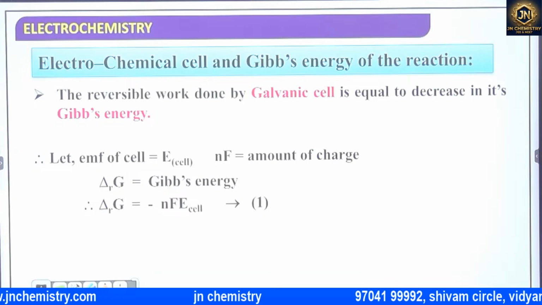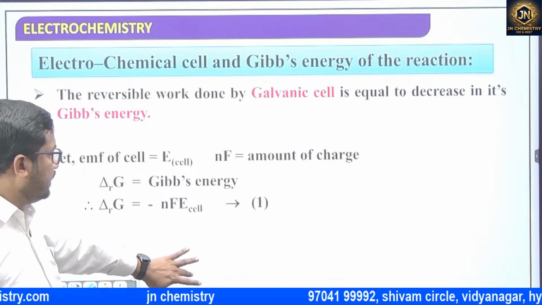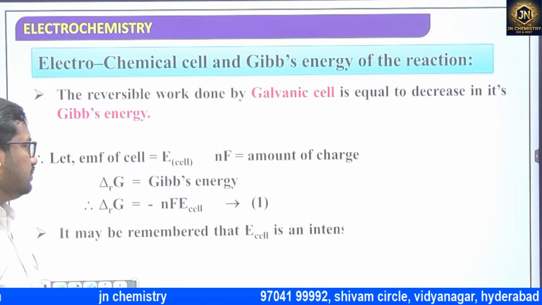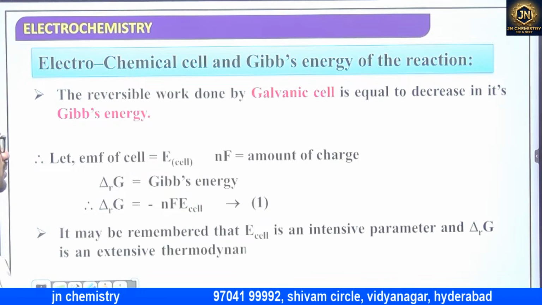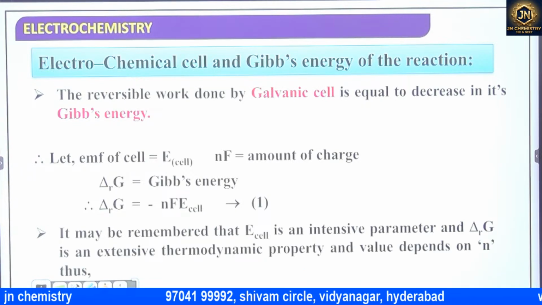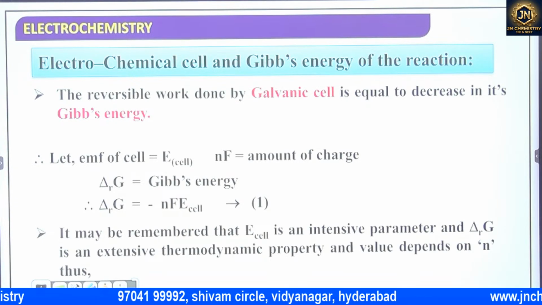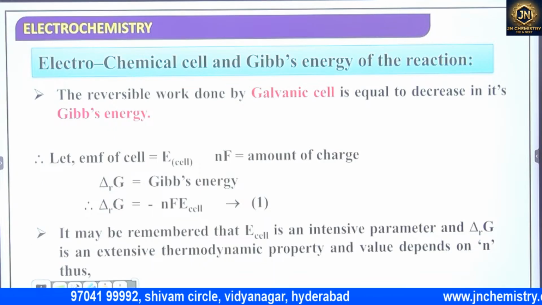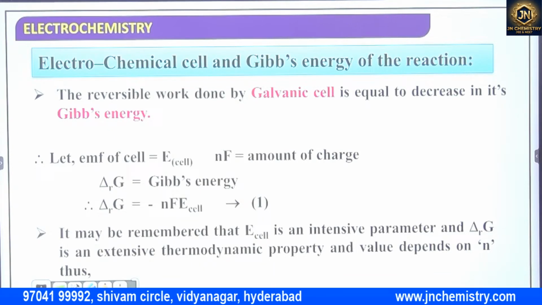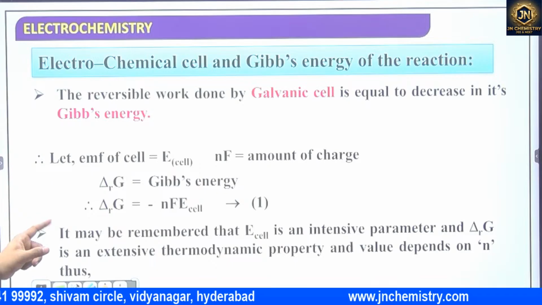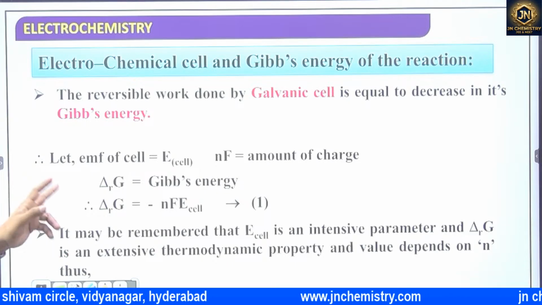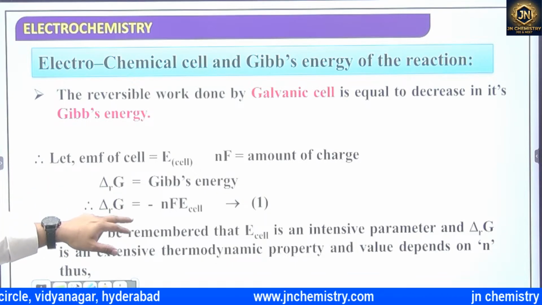Done. Delta G is equal to minus nFE cell. So E cell is an intensive parameter, right? Delta G is an extensive thermodynamic property. The value depends on n. So where I discussed this, intensive property means intensive parameter.